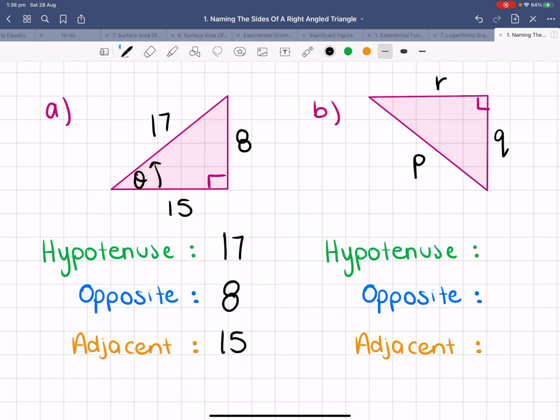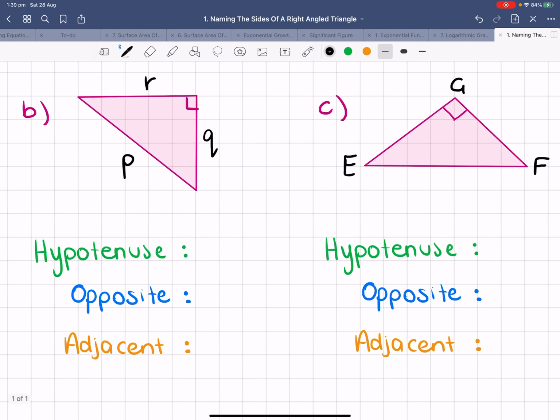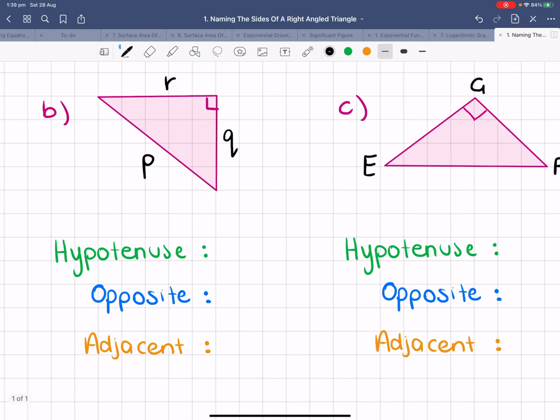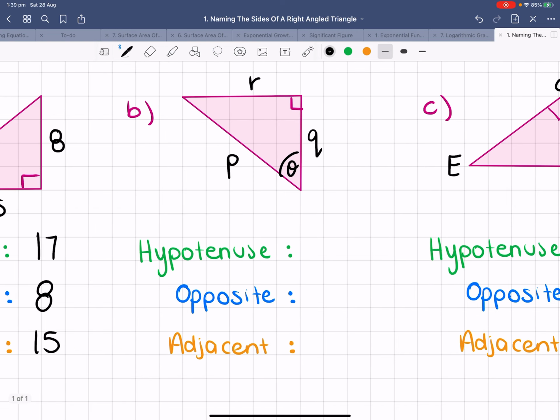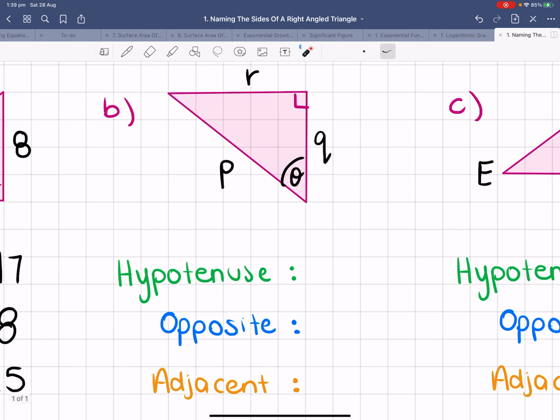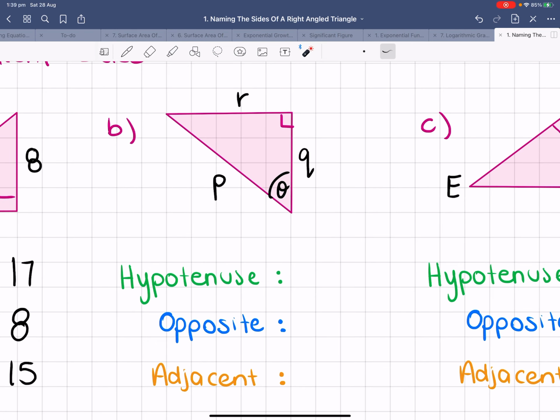All right, B. Oh, I did not give you angles for these 2. Let's do this one, and let's do this one. Okay, so for B, here's our given angle that we're talking about. So what that means is our hypotenuse is going to be the one opposite our right angle, so the longest. So that means it's going to be P. The opposite side is the one directly opposite the angle. So if you draw an arrow opposite, it's going to be R. And the adjacent is the one that runs right next to it, and that's going to be Q.